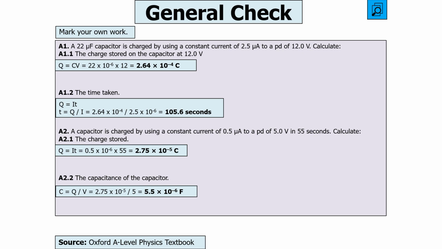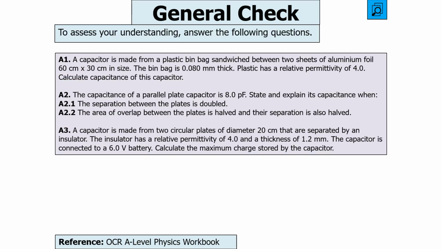The next question says, a capacitor is made from a plastic bin bag sandwiched between two sheets of aluminium foil 60 centimeters times 30 centimeters in size. The bin bag is 0.080 millimeters thick. Plastic has a relative permittivity of 4.0. Calculate the capacitance of this capacitor. Then the capacitance of a parallel plate capacitor is 8 picofarads.